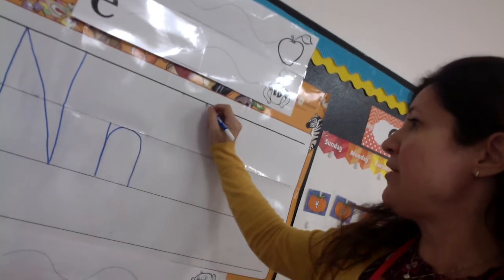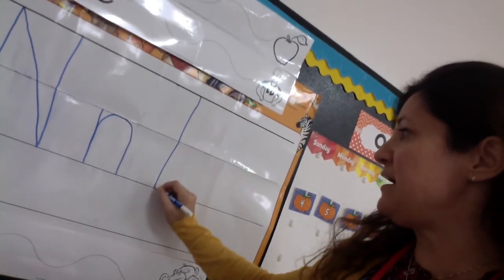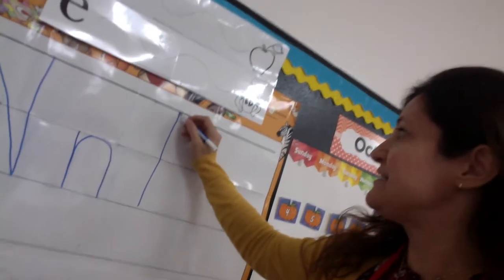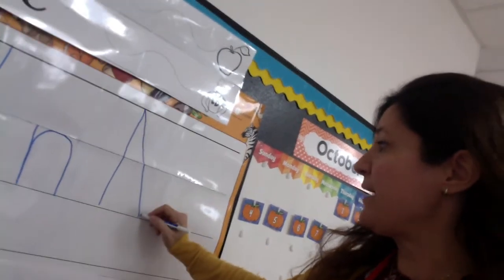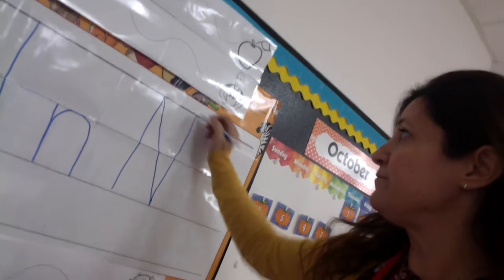So like all uppercase letters, we are going to start at where? The skyline. We're going to go all the way down to the grass line, straight line down. And then we get to slide down all the way to the grass line. And we're going to go back all the way to the skyline. Okay? And now we're going to do the lowercase N.